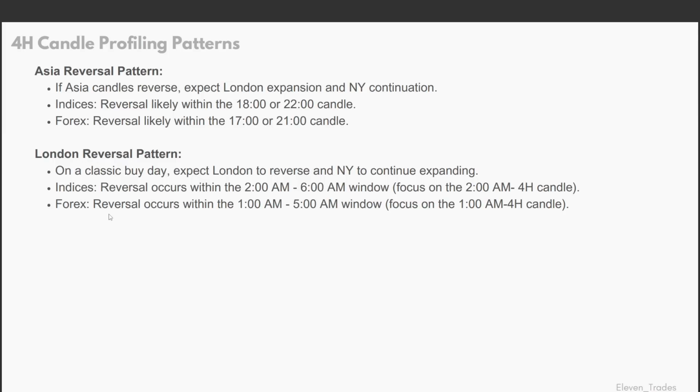Now the London reversal pattern. This is the same as the classic buy day or the classic sell day. Expect the London to reverse and New York to continue expanding. For indices, you have to focus on the 2 a.m. to 6 a.m. 4-hour candle. The reversal will likely occur within that window. For Forex, you have to focus on the 1 a.m. to 5 a.m., which is also a London session 4-hour candle. The reversal will likely occur on that candle.